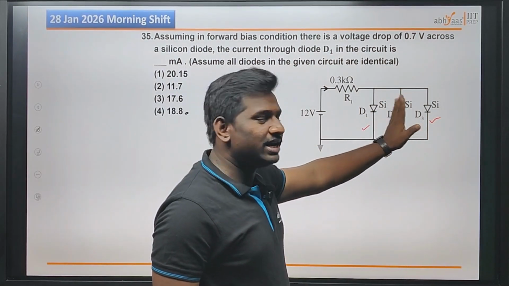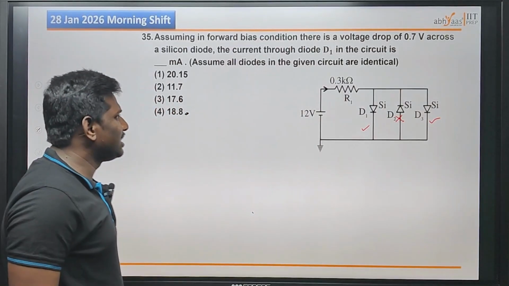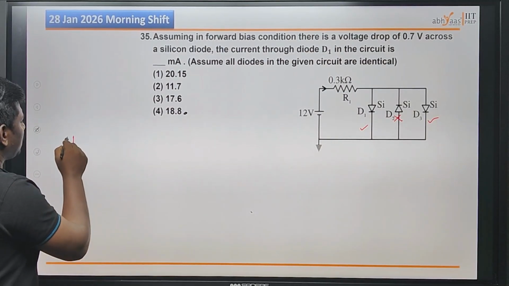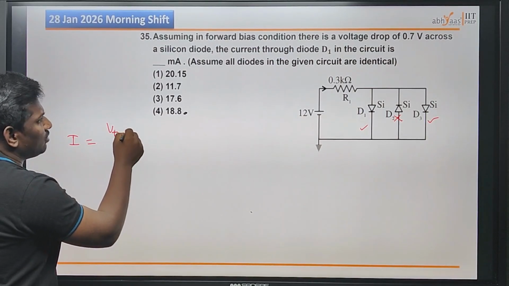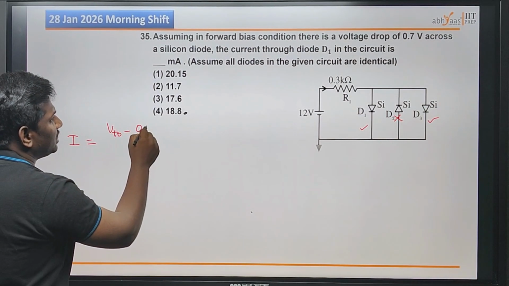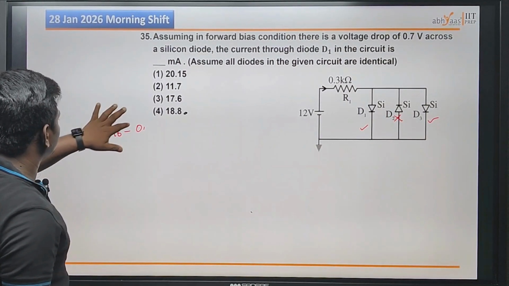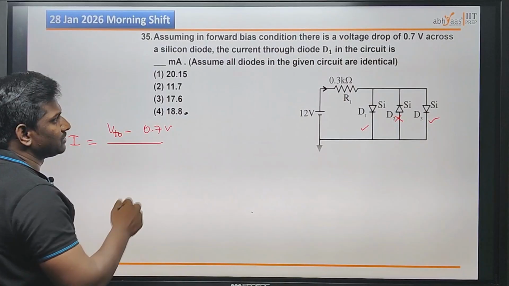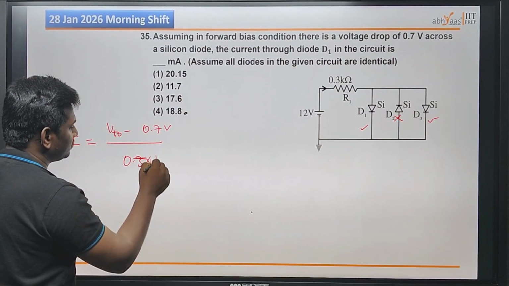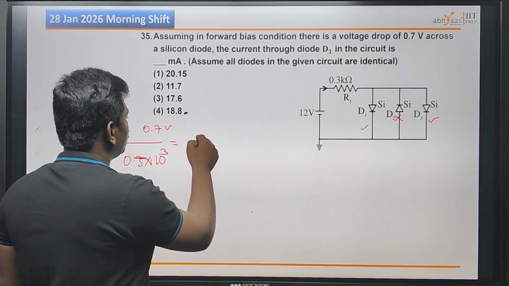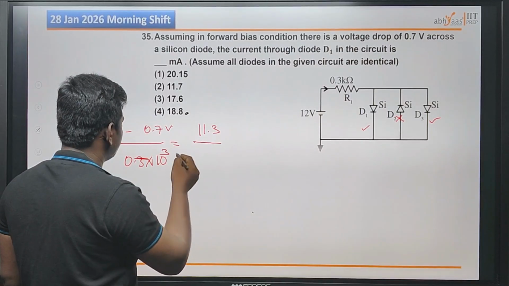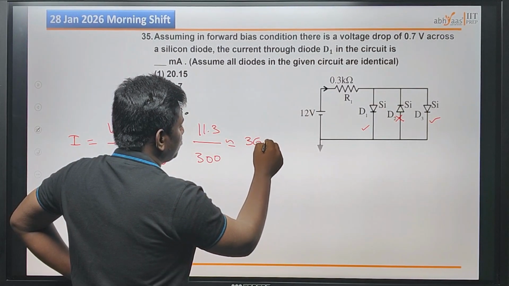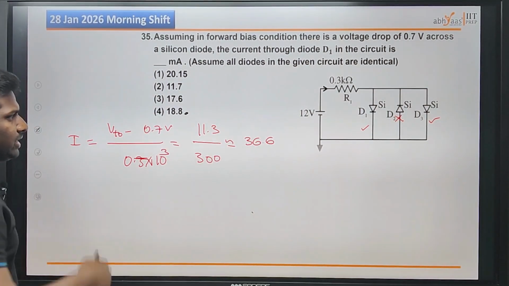So the voltage is divided equally by D1 and D3. What is current? Current can be written as I equal to total voltage minus diode voltage, that is 0.7 volts, by 0.3 kilo ohm, equal to 11.3 by 300. How much will you get? You will get around 36.6 or something. This is our milliampere current.